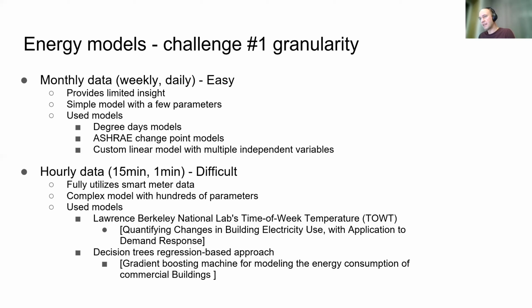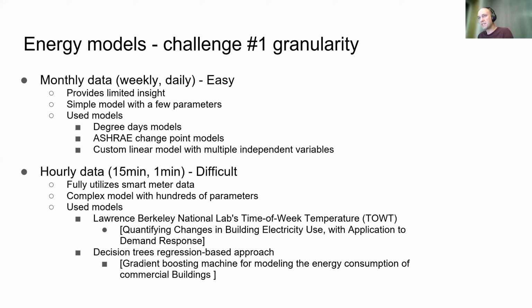I would like to mention models that are used for hourly data. There is a well-known model that was published by Lawrence Berkeley National Laboratory, the time of week and temperature model, TOWT. In the square brackets, you can see the name of the paper where it was first published. There are plenty of modifications of this model, and this model just works. However, it also has some drawbacks. I do not want to go into details, but these drawbacks, for example, are related to the handling of discrete variables. And there are alternative approaches, for example, based on decision regression trees. Again, there is an interesting paper from Lawrence Berkeley Laboratory, where they use a gradient boosting machine for modeling energy data at this high sampling rate.